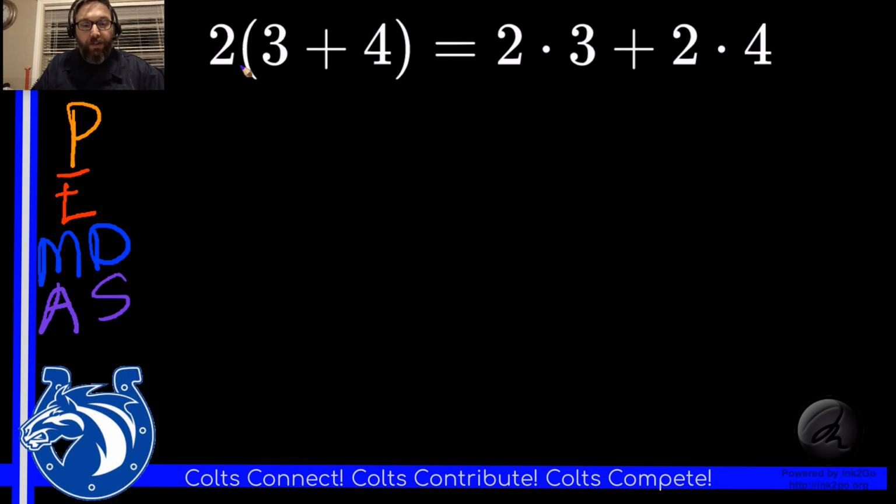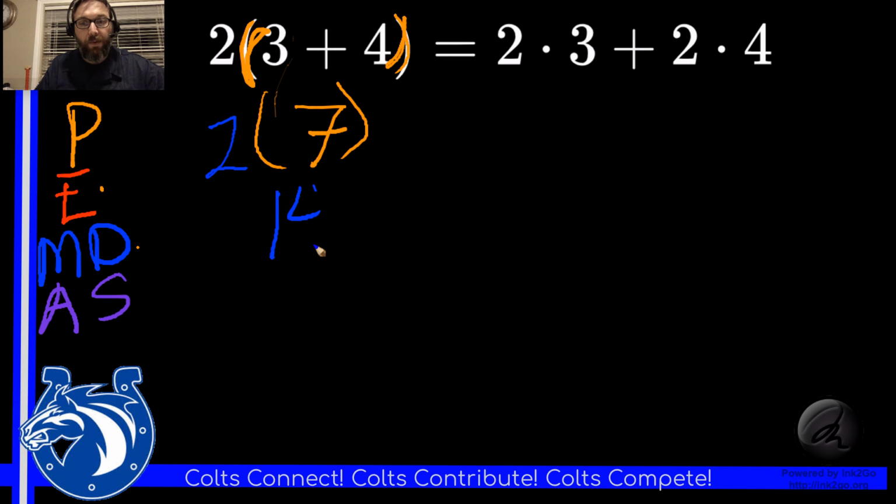Now, let's look at our parentheses. The parentheses we're going to do first. So 3 plus 4, and I keep hitting the wrong button. 3 plus 4 is 7. Okay. And now our next step are exponents. We don't have any exponents, so we're going to go to multiplication. Multiplication, M times D, or M and D, so we have 2 times 7. 2 times 7 is 14.